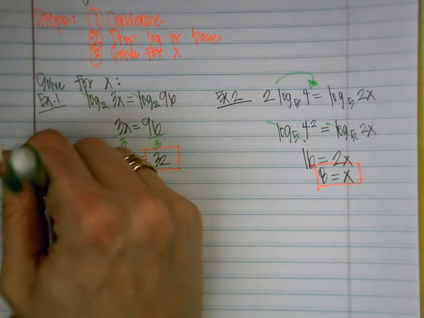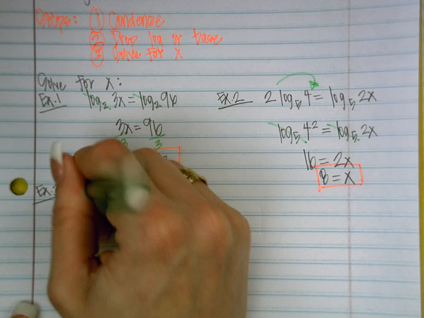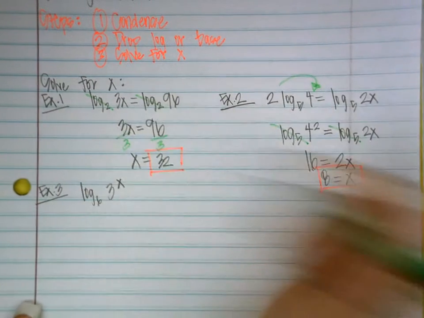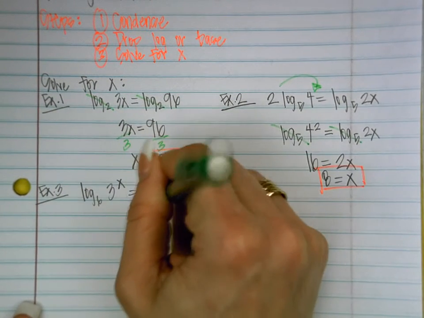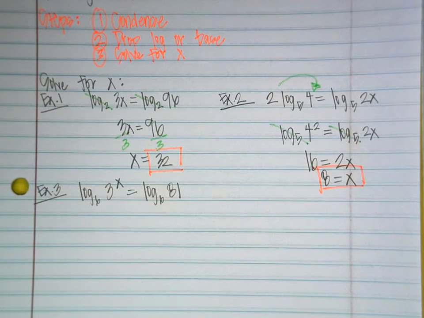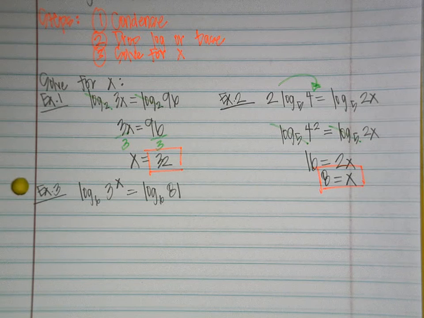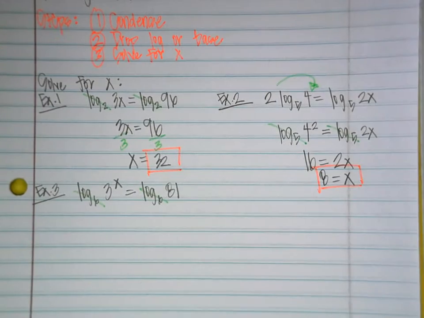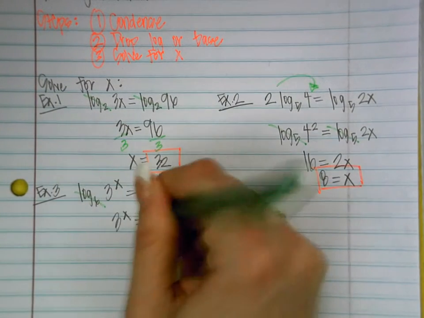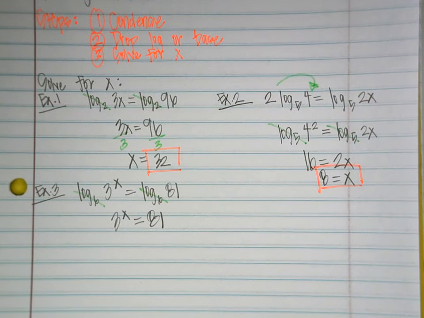Okay, number 3. Let's try log base 6 of 3 to the x power equals log base 6 of 81. This one, you already have the same log base on each side, so you can go ahead and drop those log bases. So log base 6 goes away. That leaves you with 3 to the x equals 81. Anyone have any idea how you would solve that?